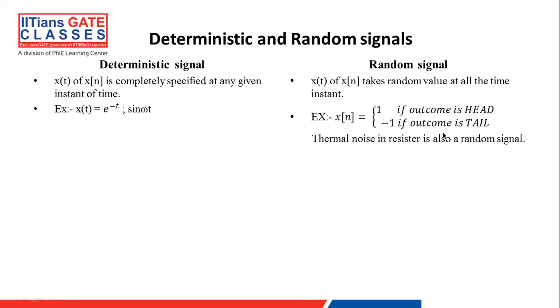So when you plot xn, let's say I want to calculate xn for n equal to 1 by tossing the coin. I cannot say it will definitely be 1, because we don't know what the outcome of tossing the coin will be. So that's why it's random.